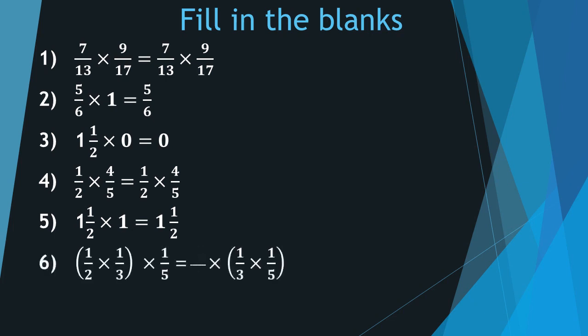Question number 6. 1 upon 2 multiply 1 upon 3 in bracket multiply 1 upon 5 is equal to dash multiply in bracket 1 upon 3 multiply 1 upon 5. What we have to write in the blank? Yes, the answer is 1 upon 2. Question number 7. Dash multiply by 1 is equal to 15 upon 28. And everyone knows any fraction number is multiplied by 1, the product is the fraction number itself. So the answer is 15 upon 28.